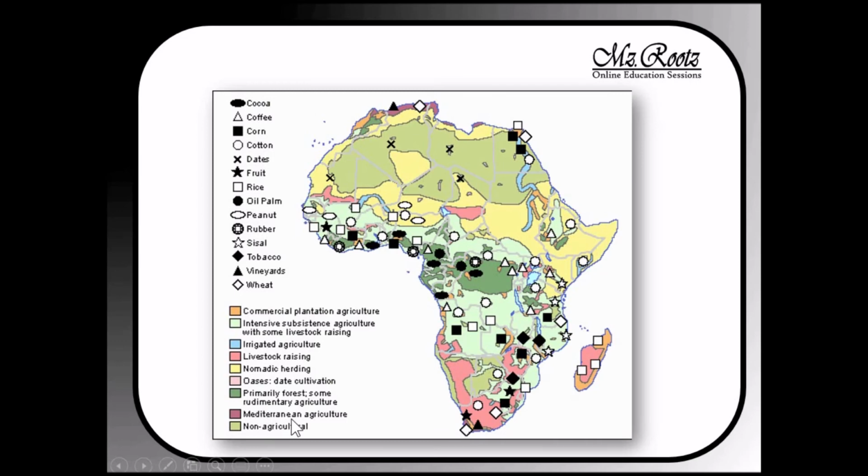And I'll pick one more. Non-agricultural would be north. Well, why do you think it's non-agricultural in the north? Well, that's because it's the desert, isn't it? Yeah, the Sahara Desert's predominantly there, so non-agricultural means nothing green is going to grow there. But we do have a huge production of dates, which is interesting, isn't it? That dates grow in the desert.